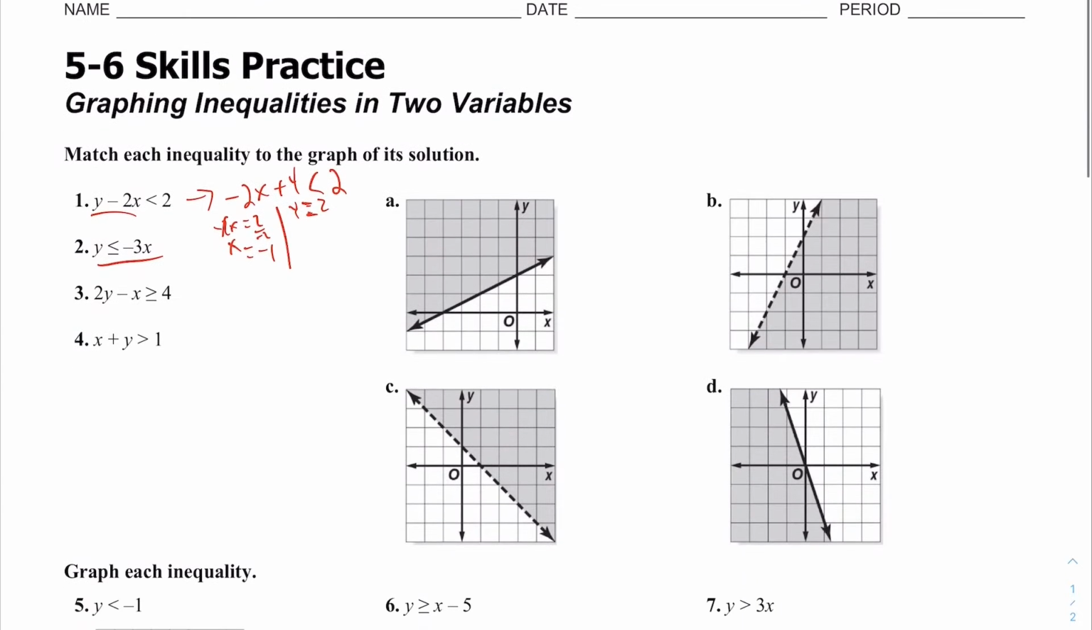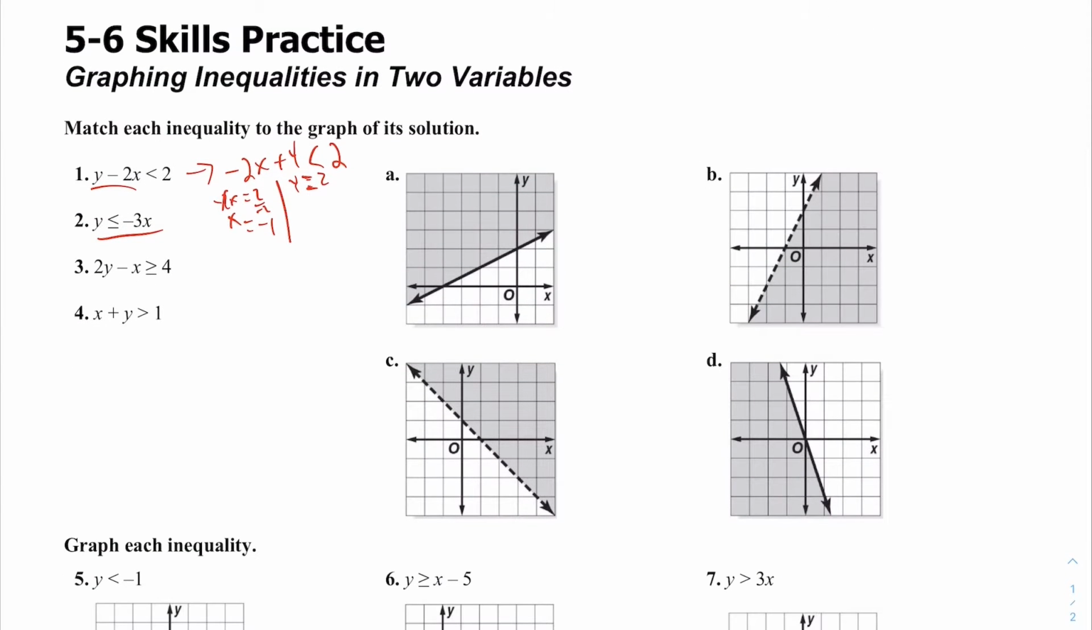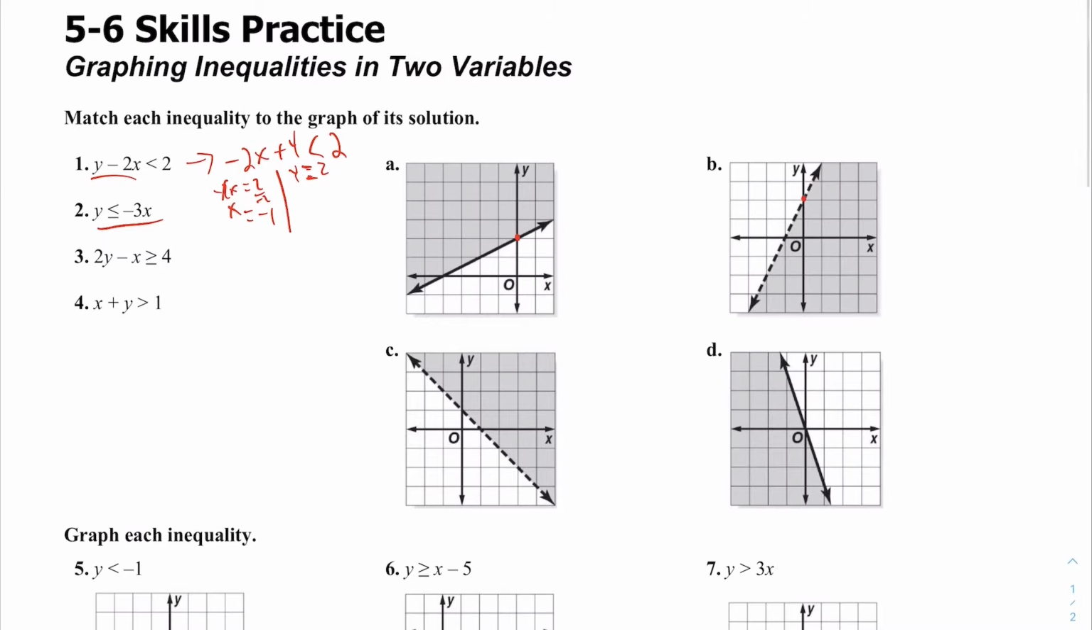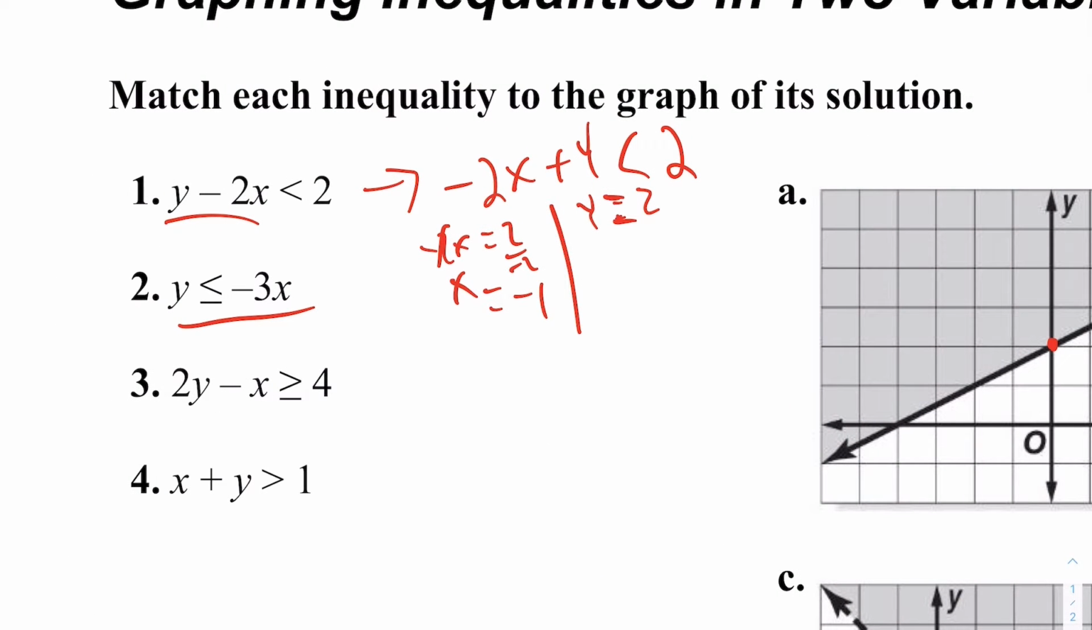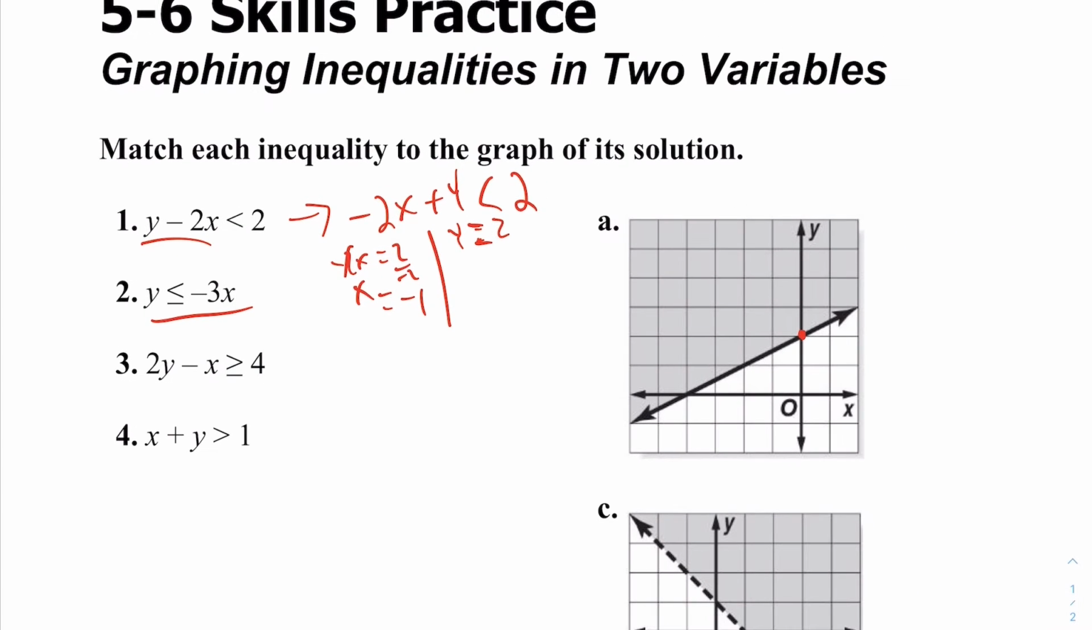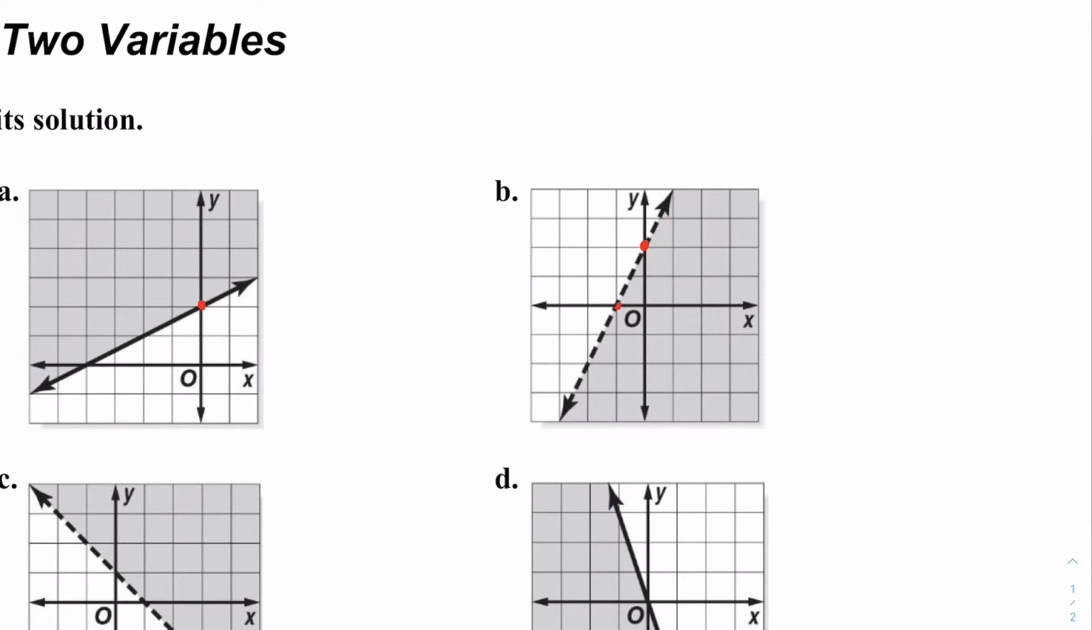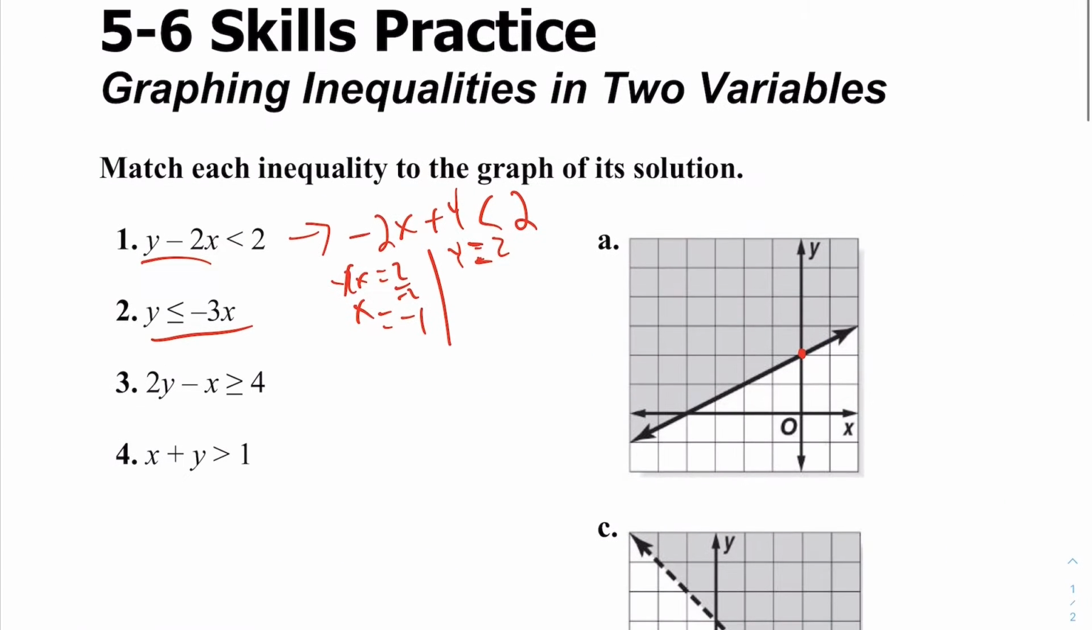So now let's see which of these graphs matches y is equal to 2 as one of the intercepts, and x is equal to negative 1 as the other one. This one has y is equal to 2, but it has the incorrect x-intercept. B has the right intercepts. And if we look at the inequality, we see that it doesn't include 2. We want to be less than it. That means we should be using a dashed line. And letter B is using a dashed line, so it is the correct inequality.